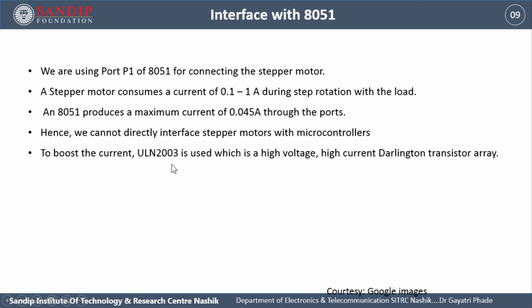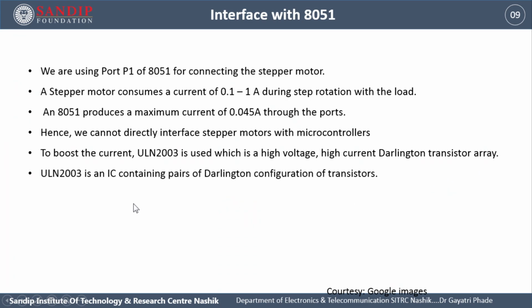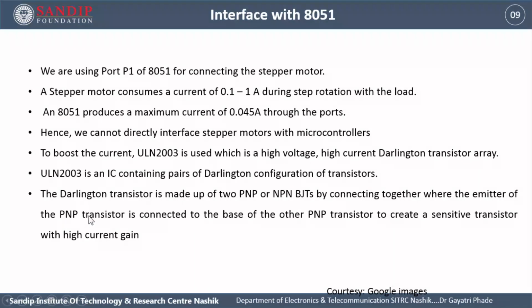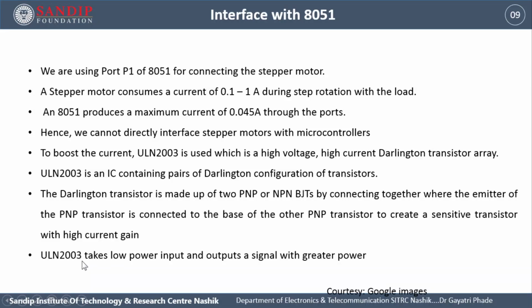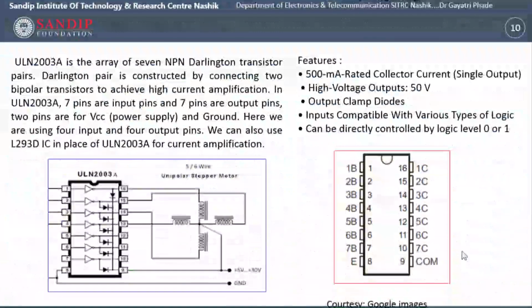So we need one driver IC, let's say ULN 2003 that we are going to use here, which is a high voltage, high current Darlington transistor array. It has 7 sets of this transistor array. It is made of PNP and NPN transistors connected together, where the emitter of the PNP transistor is connected to the base of the NPN transistor to create a sensitive transistor with high current gain. ULN 2003 takes low power input and provides high power output.